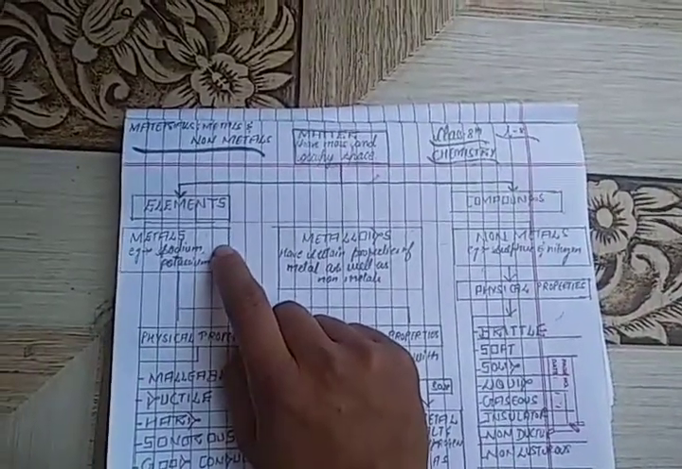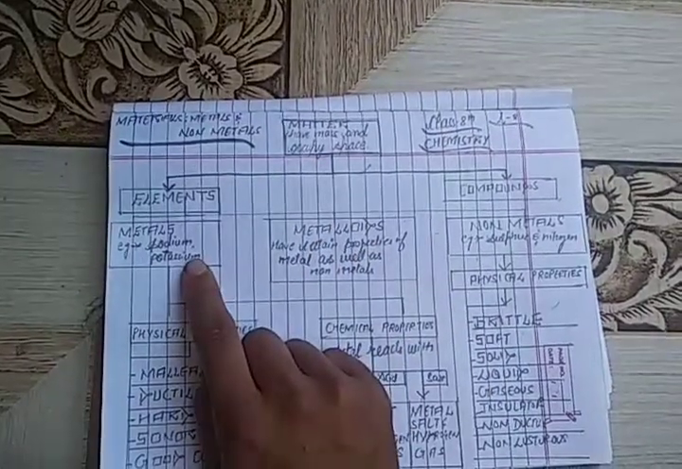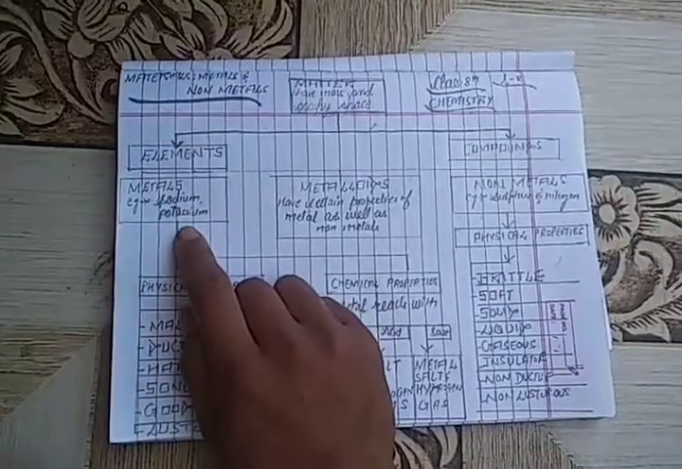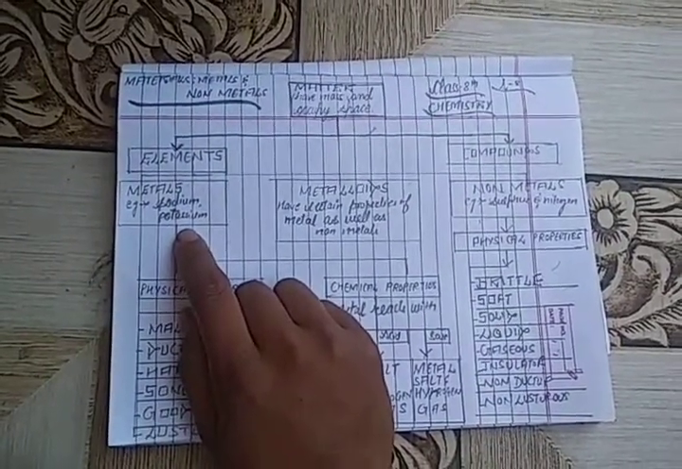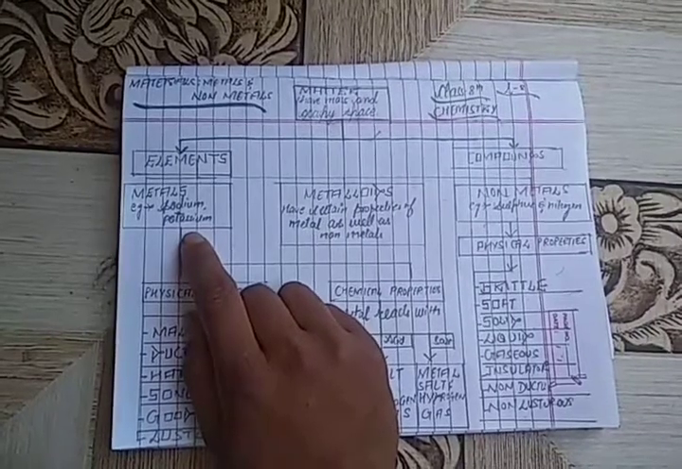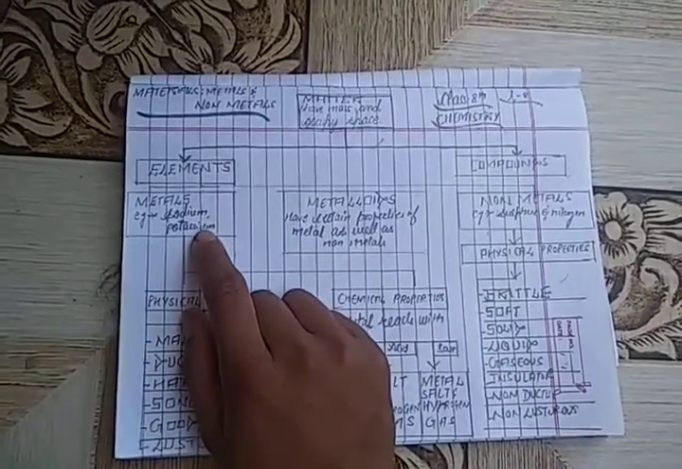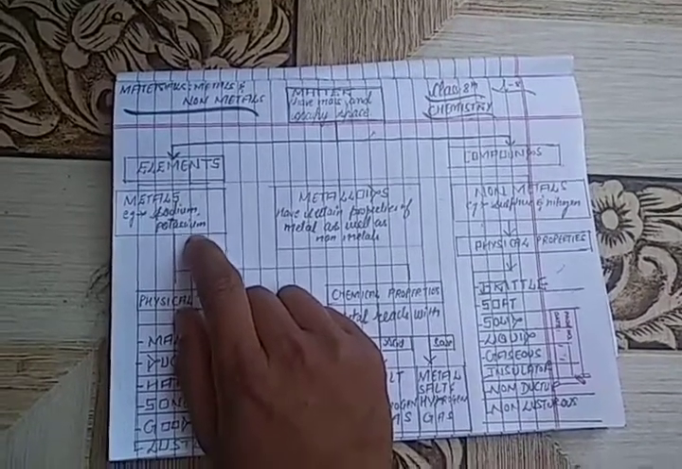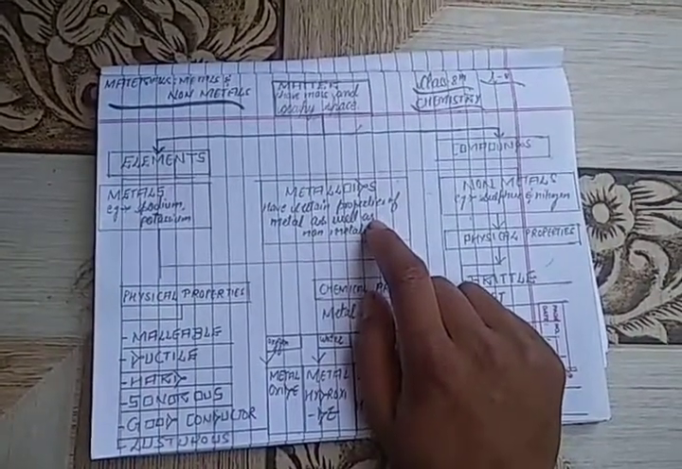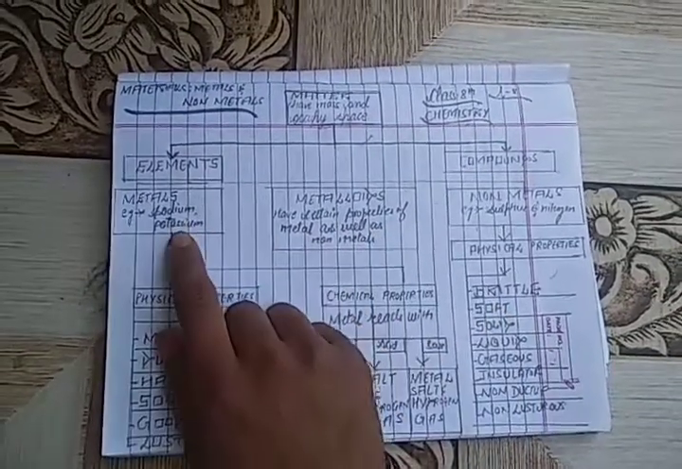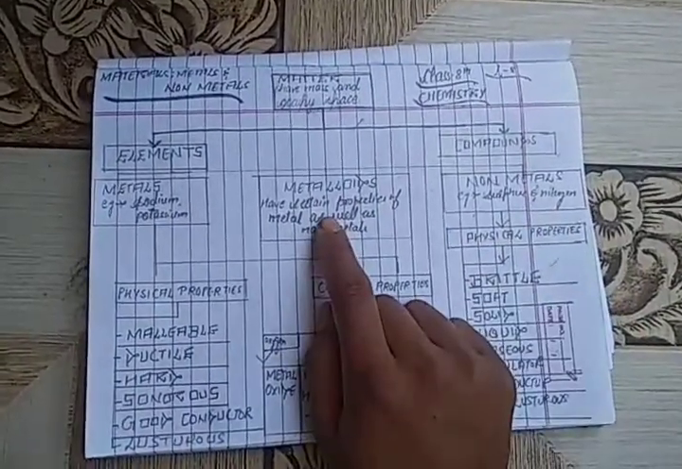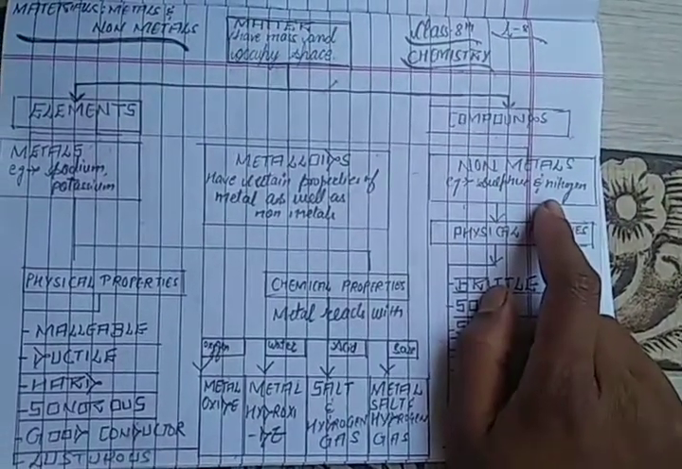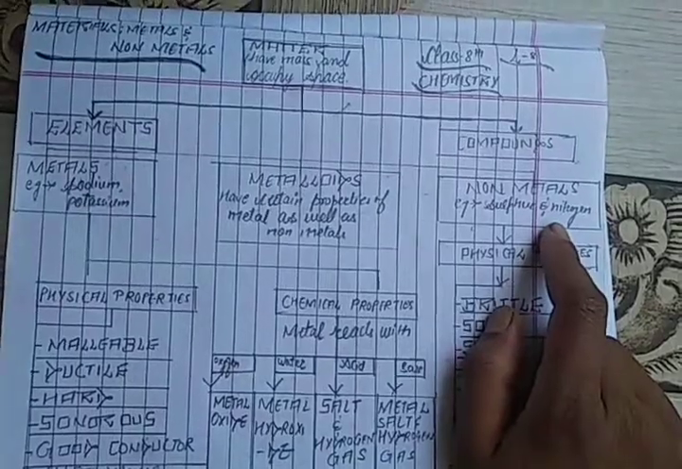Now, the elements are further classified into three types. First is metals, then metalloids and non-metals. What are metals? Like sodium and potassium, which have some physical as well as chemical properties. Metals are lustrous in appearance, solid in texture, whereas metalloids contain the qualities of both metals as well as non-metals. Whereas non-metals, like sulfur and nitrogen, are soft and dull.